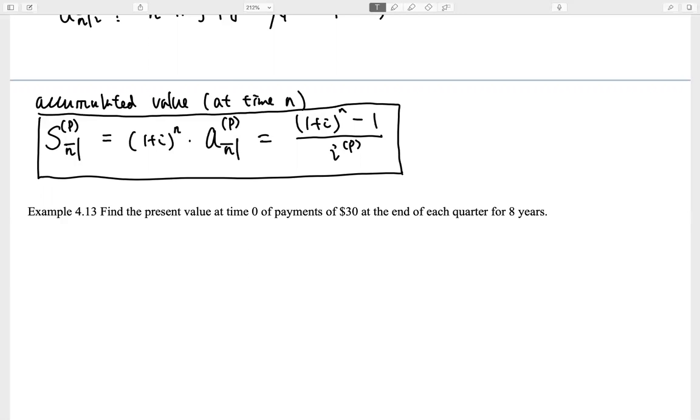And what's given is the nominal interest rate is 5%, and the frequency is convertible monthly. So that's an interesting question because the unit period is per quarter, right? As we can easily see from here. But the nominal interest rate you are given is actually convertible monthly, right?